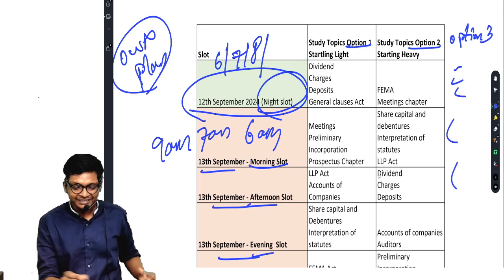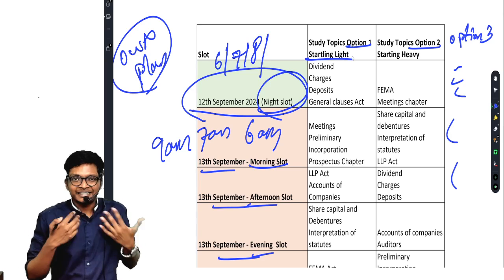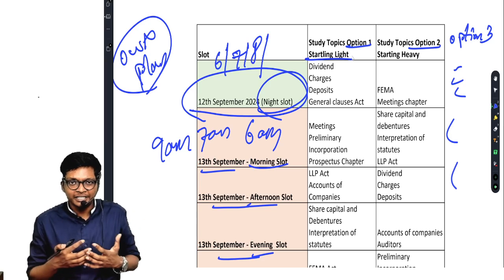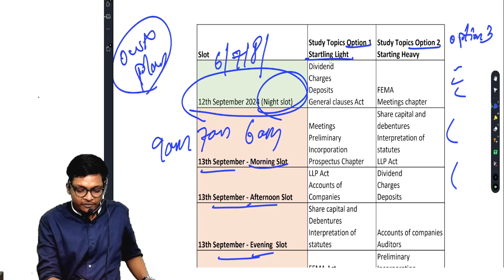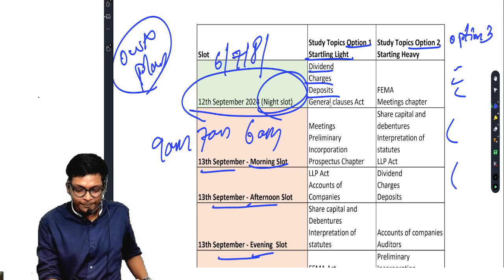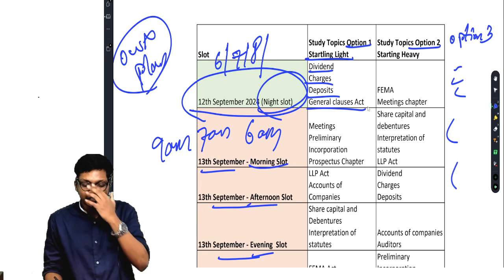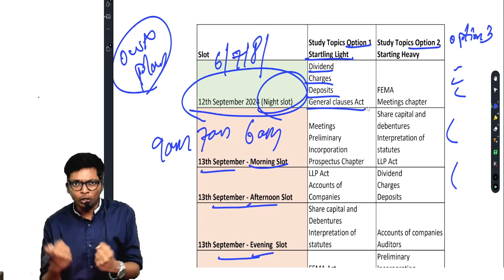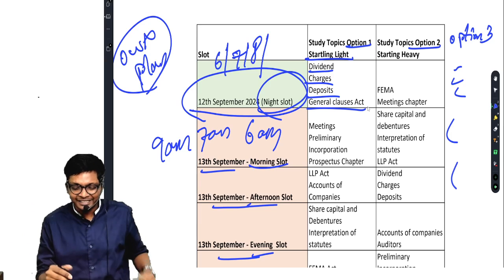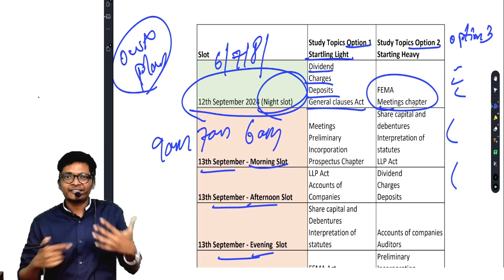Basically what I have done is, some students after finishing the exam will be very stressed out. They want to sleep early. They don't want to study much. For them, we are starting light with easy topics like dividend, charges, deposits, General Clauses Act on the day of the exam today, and then go to sleep. For those students who want to go all in today itself, who are in full energy, you do FEMA and the meetings chapter today. Like that, I have categorized.